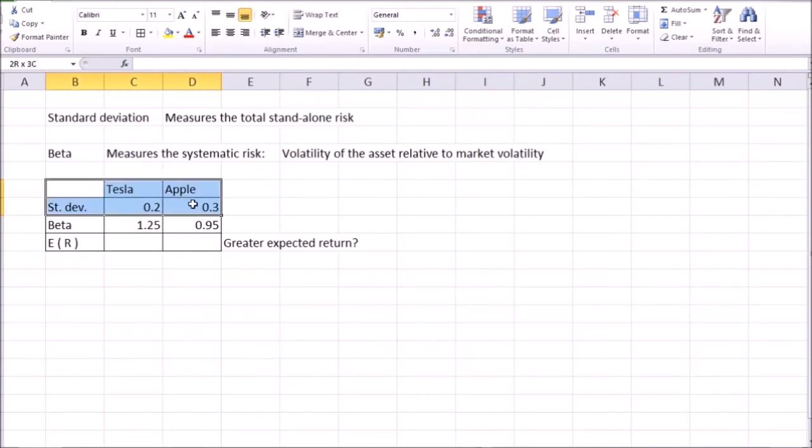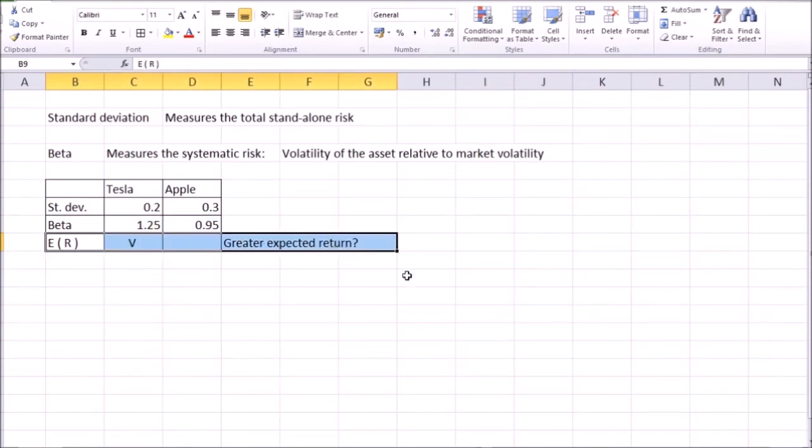Well, despite the total standalone risk being higher for Apple, much of this risk, the unsystematic part of this risk, is not really necessary to hold on to. It can be easily eliminated with a well-diversified portfolio, so it's only the systematic part of the risk, as measured by beta, that is rewarded with expected returns. So in answer to this question, it's actually Tesla that is going to have a greater expected return in this particular example. We can actually visualize this positive relationship between beta, the measurement of risk, and expected returns.